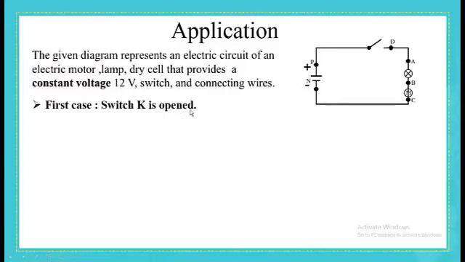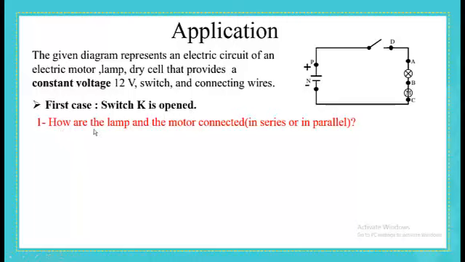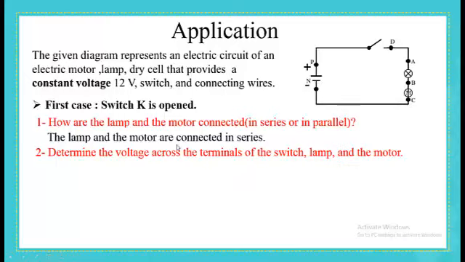The first question is, how are the lamp and the motor connected? It's a very simple and easy question. Yes, they are connected in series along the same single path. Now you have to determine the voltage across the terminals of the switch, the lamp, and the motor. Pay attention, the switch is opened. Take your time and write your own answers.